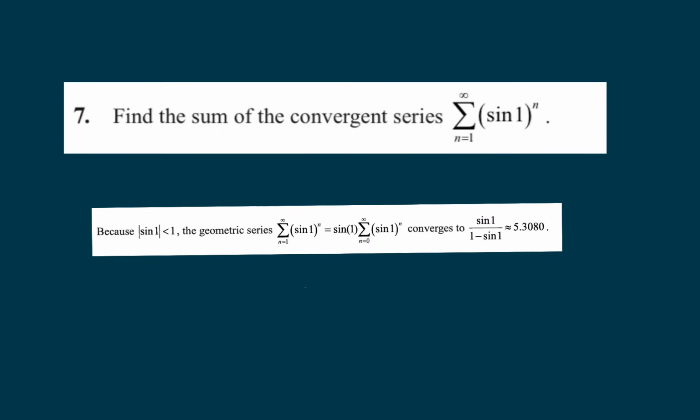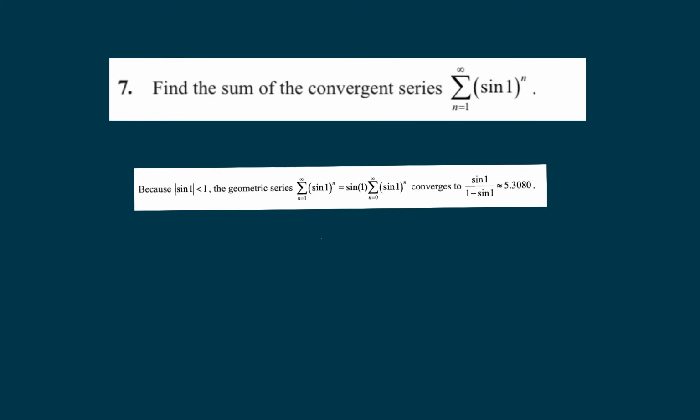It says, find the sum of the convergent series sine 1 to the n. What is sine 1? Well, 1 what? 1 degree, 1 what? It should be 1 radian, because the argument of sine doesn't have any units.